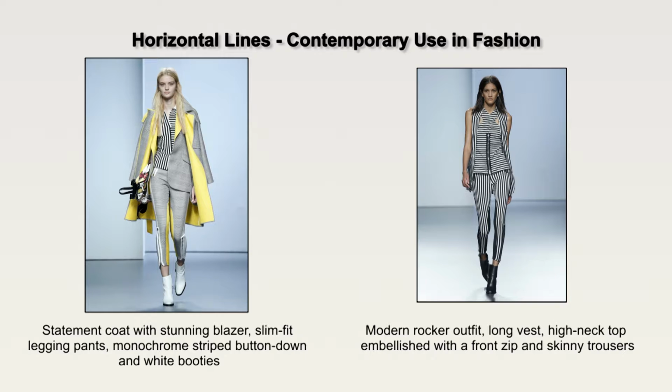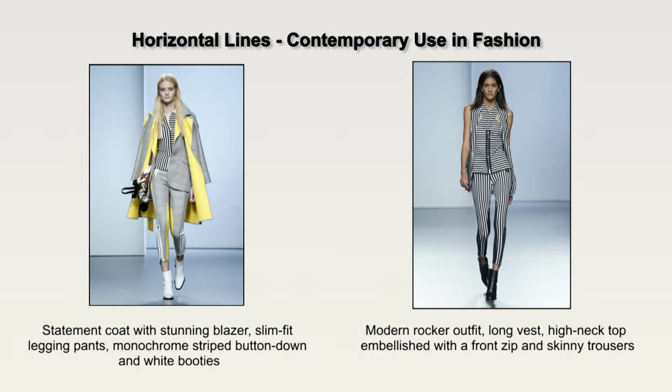Please note how the monochrome striped shirt has a combination of vertical and horizontal stripes. The picture on the right shows a modern rocker outfit with a long vest, a high neck top embellished with a front zip and skinny trousers, all in blacks and whites. This outfit depicts an interesting usage of combination of horizontal and vertical lines.